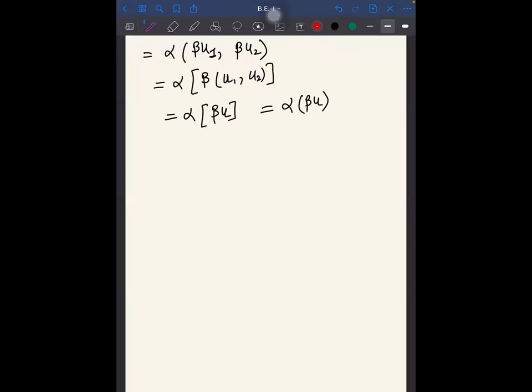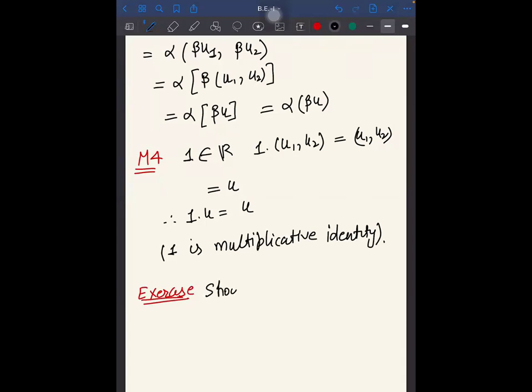Now we arrive at our last property. So you simply have 1 which is belonging to R. If you multiply 1 by this u1 u2, so that shall remain 1 times u1 and 1 times u2, that means u1 u2, so that will be equal to u. So therefore 1 into u is equal to u. Show that Rn is a vector space over R. Can you do this exercise?